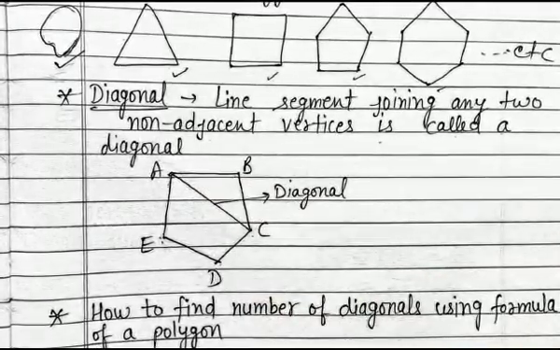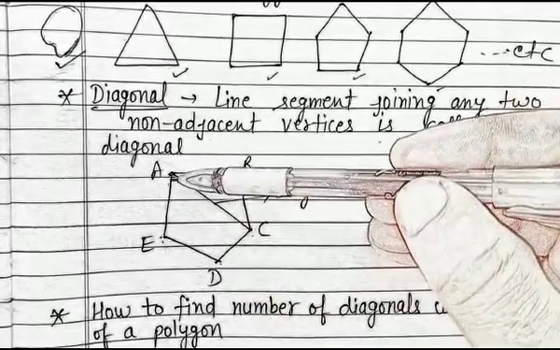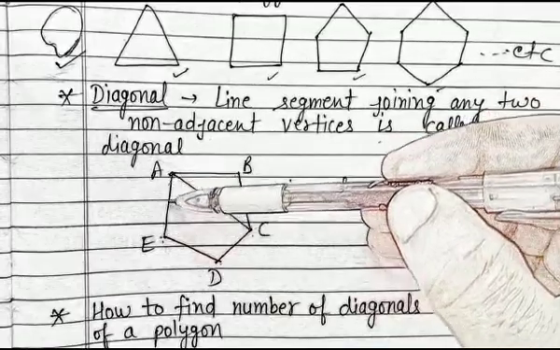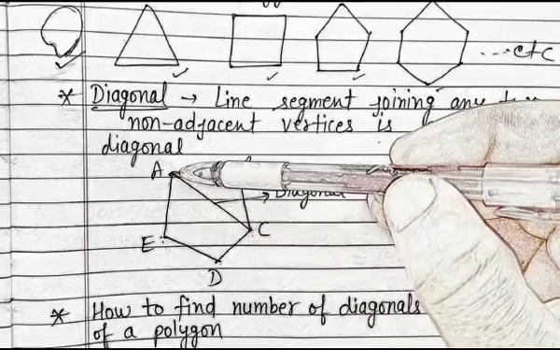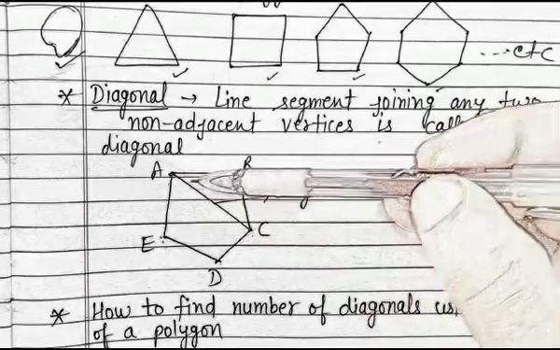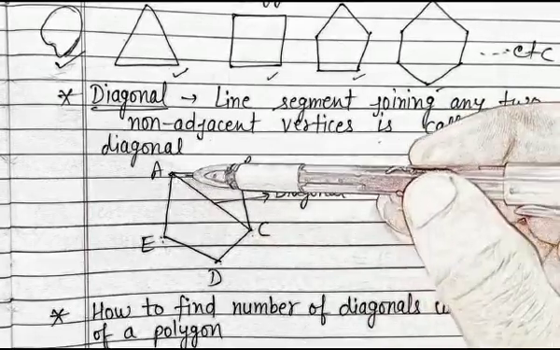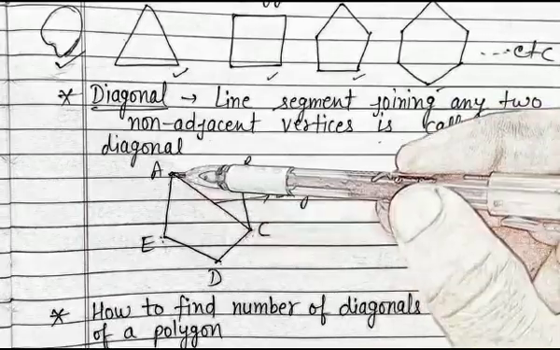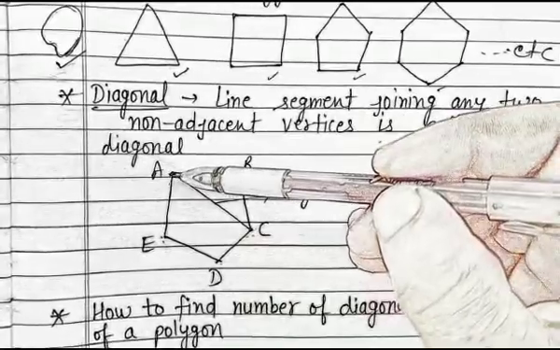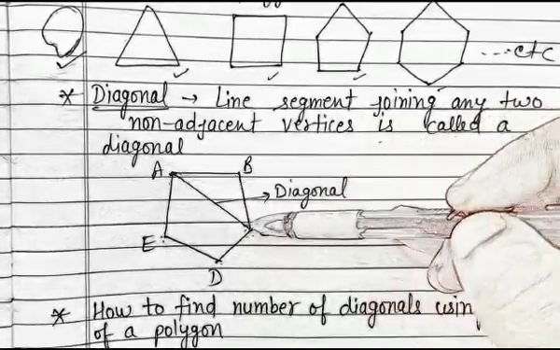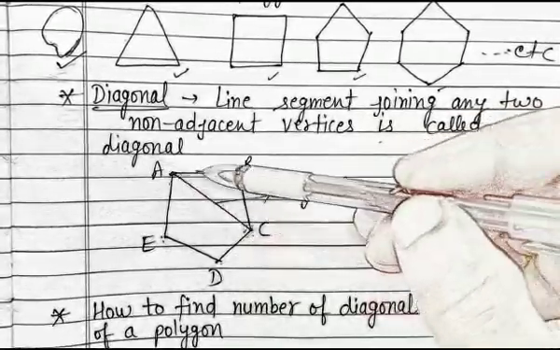Basically, non-adjacent vertices means the vertices which do not lie on a line. If you see, A and C are not lying on a side, on a line segment. Understood? So A and C will be non-adjacent vertices. So what is diagonal? The line segment obtained by joining non-adjacent vertices of a polygon.